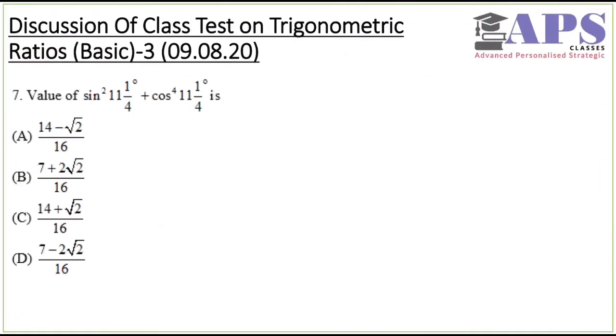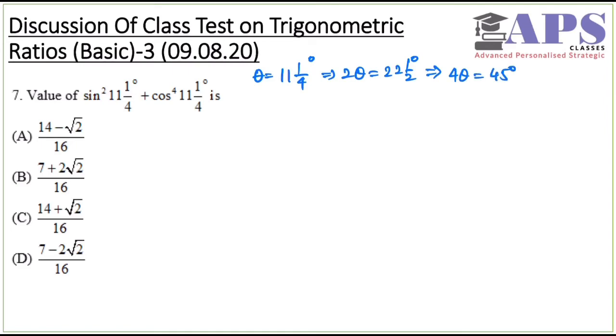In question number 7, the angle is not a good angle. It is 11 by 4 1/4 degree. If I take this as theta, then our 2 theta will be 22.5 degrees, which is also okay. We can find its value, and 4 theta, double of that, will become 45 degrees. That's a nice angle, so we try to use that.